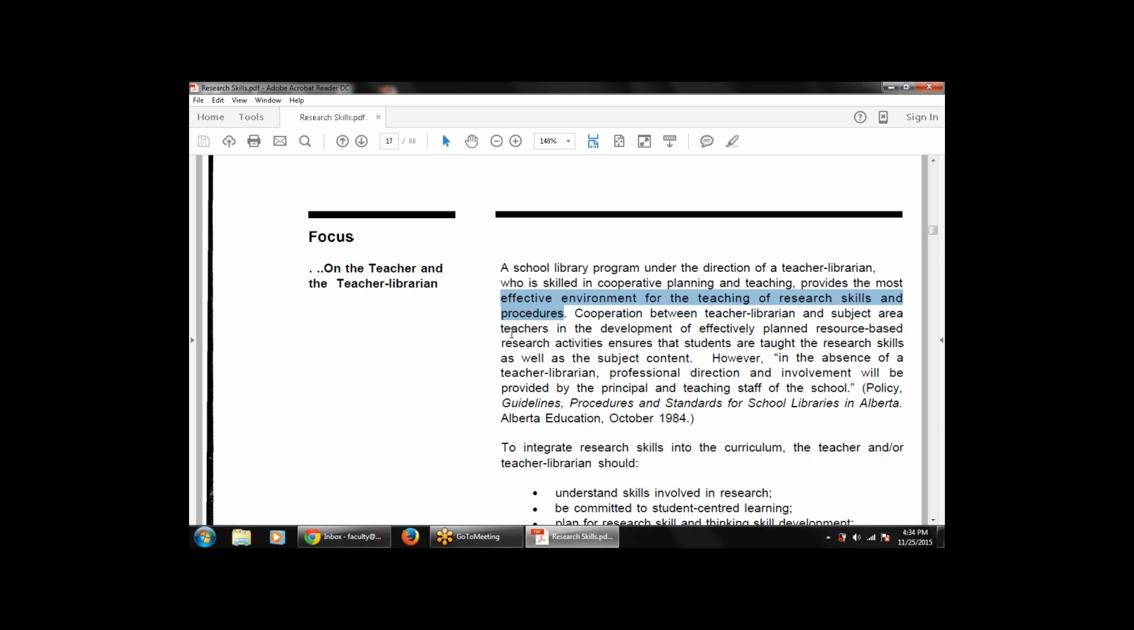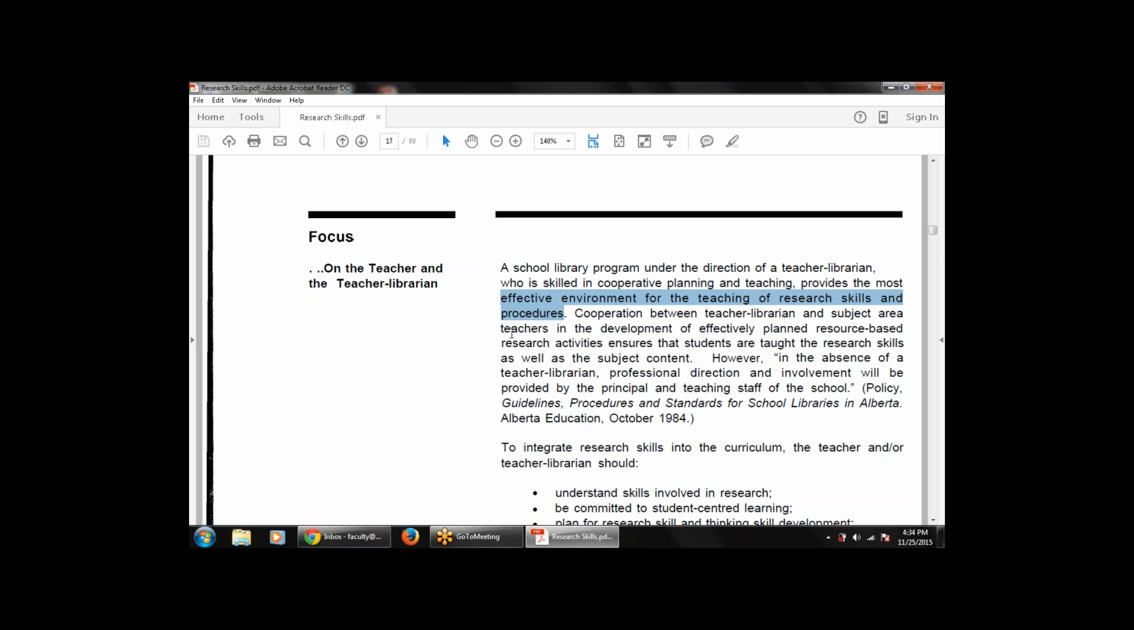Cooperation between the teacher librarian and the subject area teachers in the development of effectively planned resource-based research activity ensures that students are taught the research skills as well as the subject content. That is the most important part. There must be good coordination between the teacher librarian who is scheduling the program and the subject area teachers.